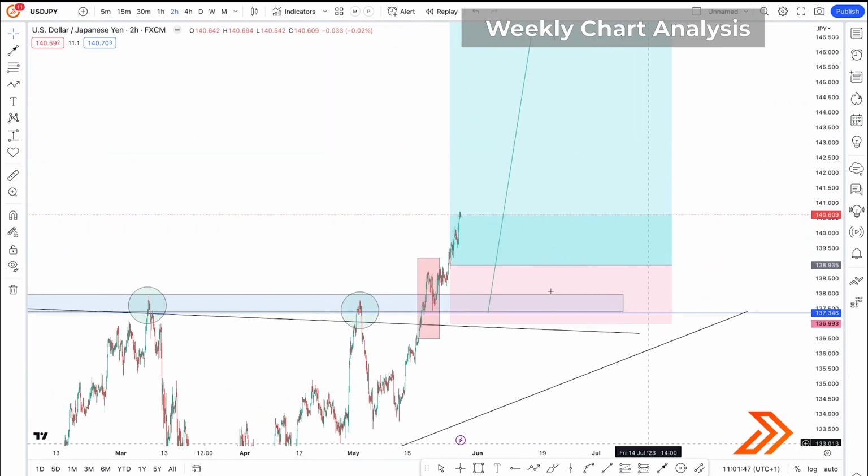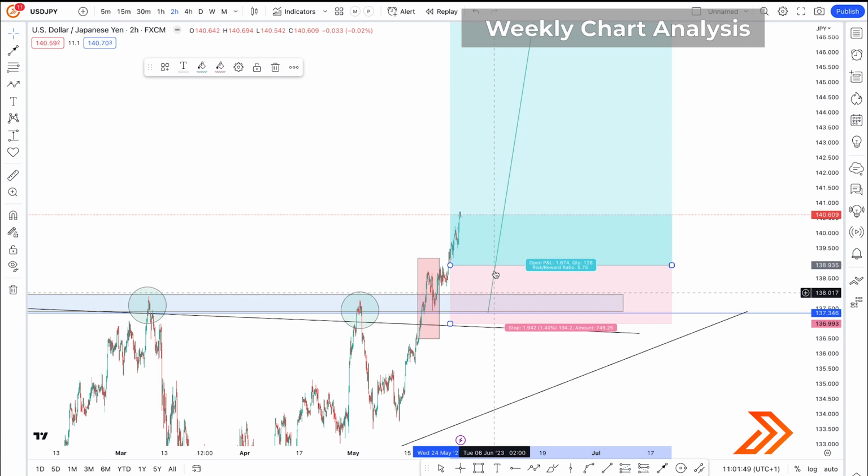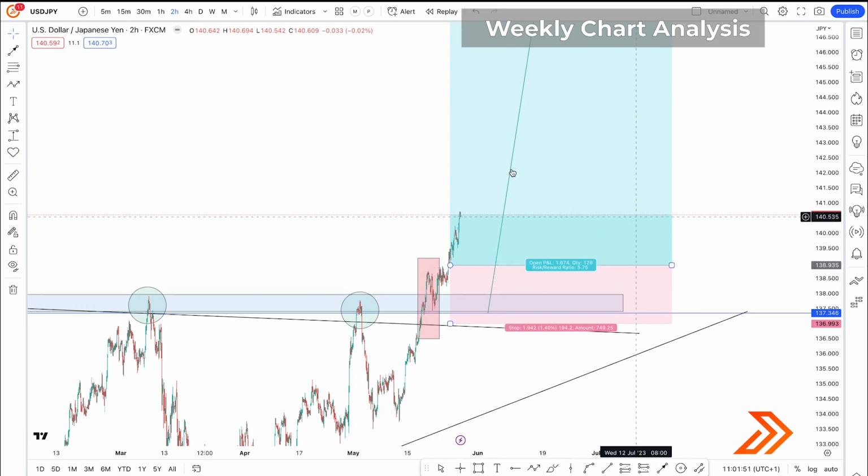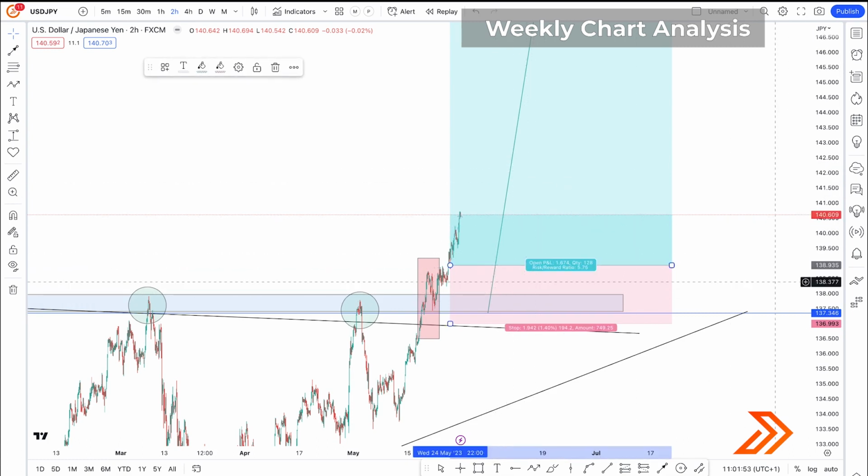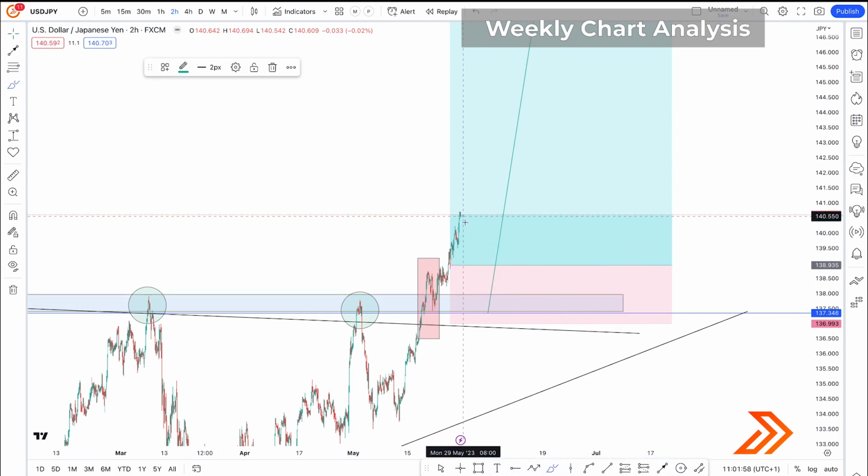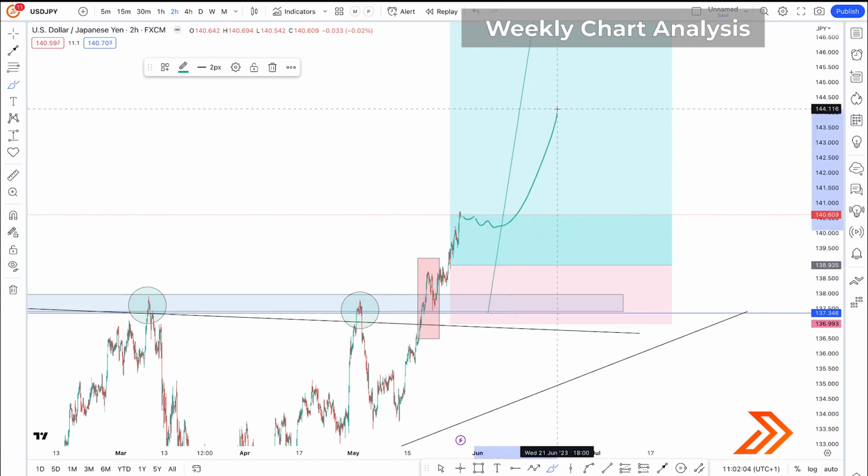So the sort of movement that we should be looking forward to on the USD JPY is for price to make a movement like this. You understand? Just a movement like this, and then we go long.